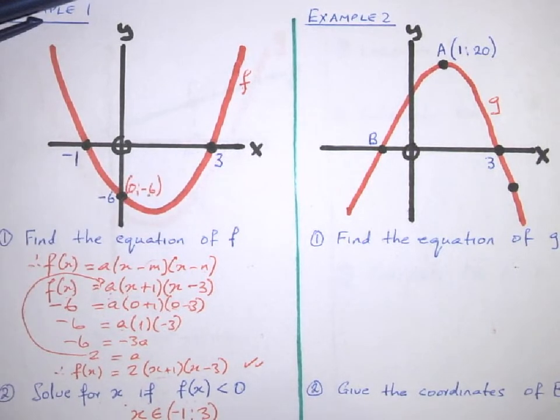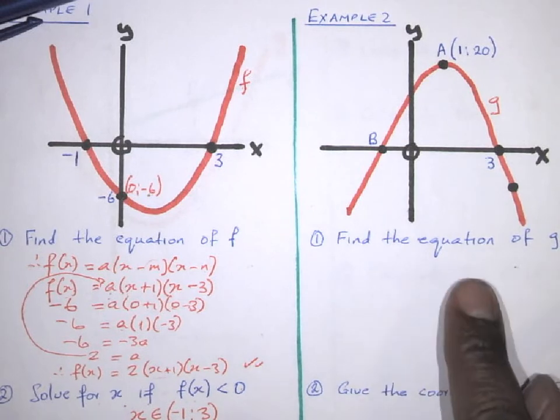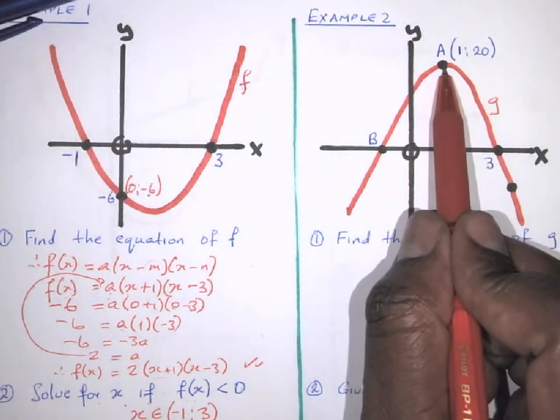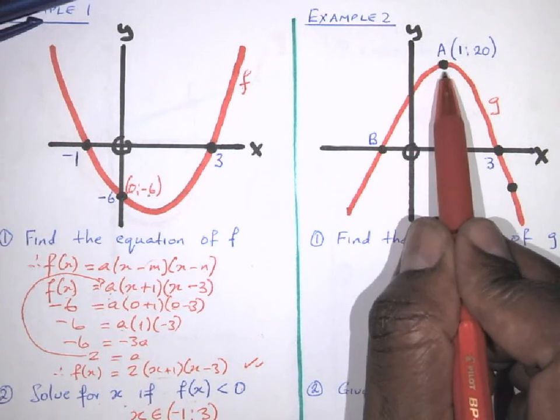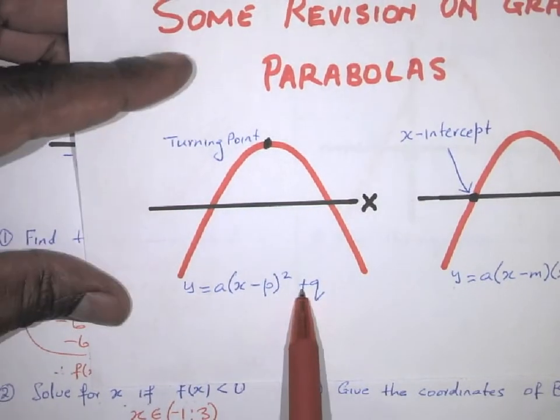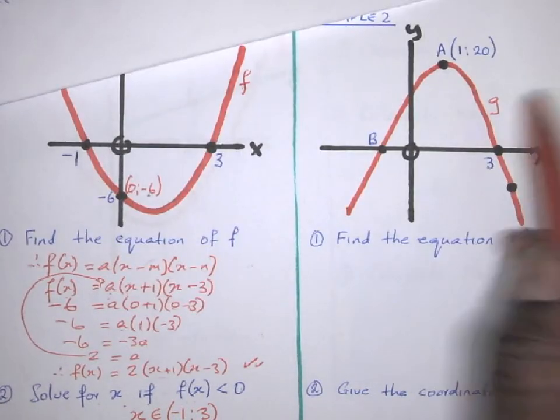Done. Okay? Now let's look at this one. They say in this one, find the equation of g. In this one, we are given the coordinates of the turning point. When we are given the coordinates of the turning point, we use that equation. Let's start. Now, this is a graph of g.